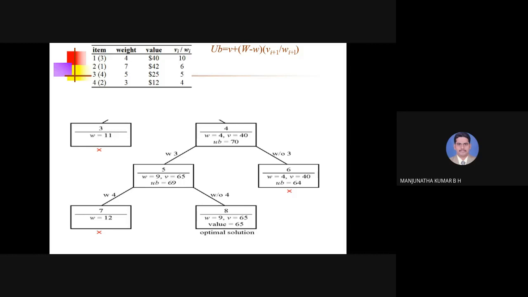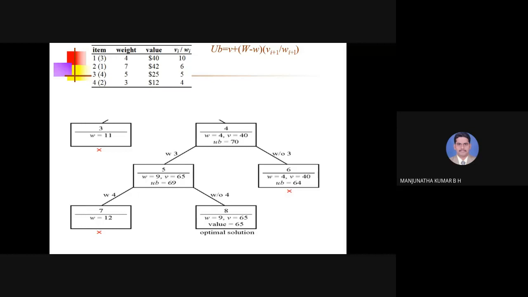Now what is V now? Previous V was 40 and you are going with the third item. Third item value is 25. 40 plus 25 is equal to 65. So in node 5 the value is equal to 65.